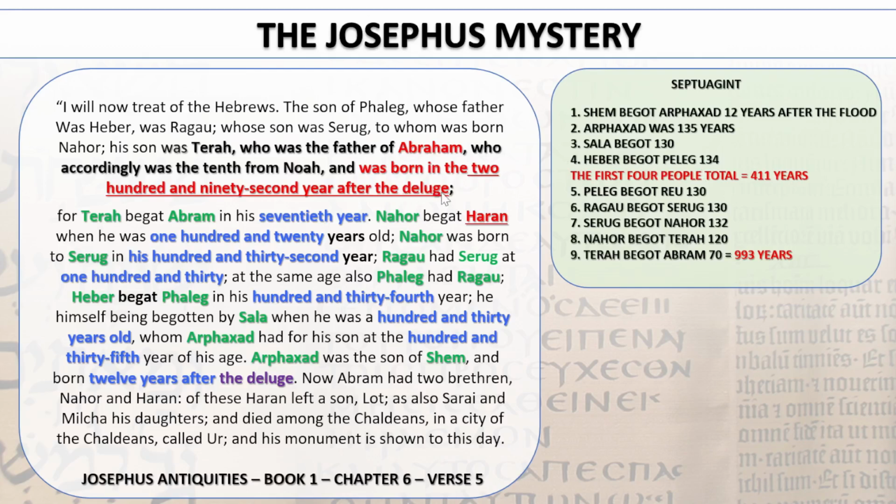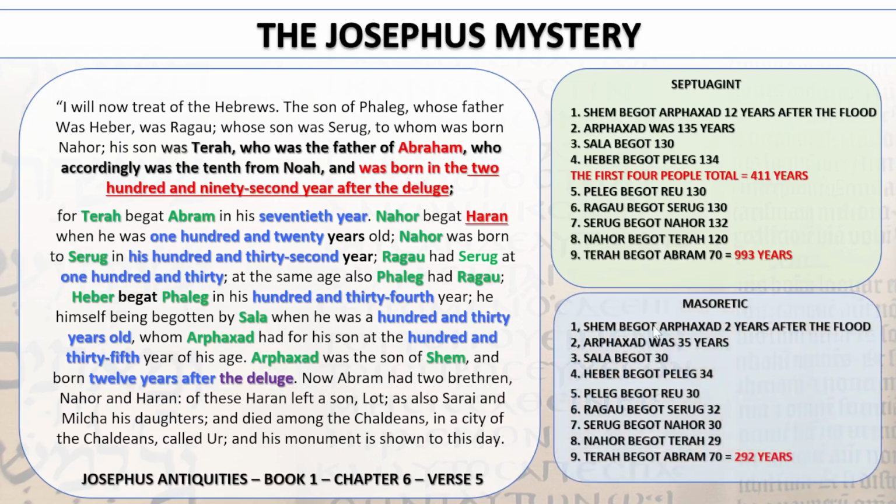Why on earth would Josephus, who knows what he's talking about for the most part, have this verse here, and then immediately quote Septuagint numbers? What do you notice about this? These are Masoretic numbers. If you add up the Masoretic years, you get exactly 292 years.